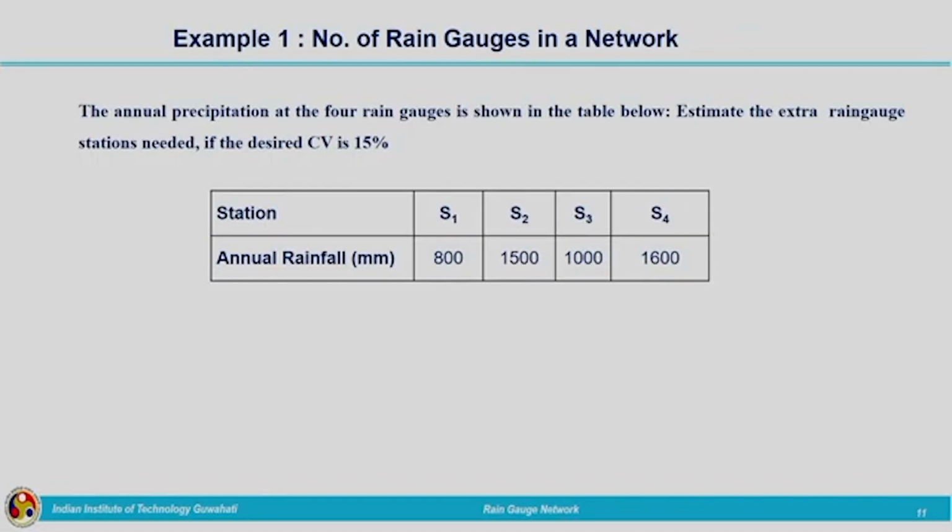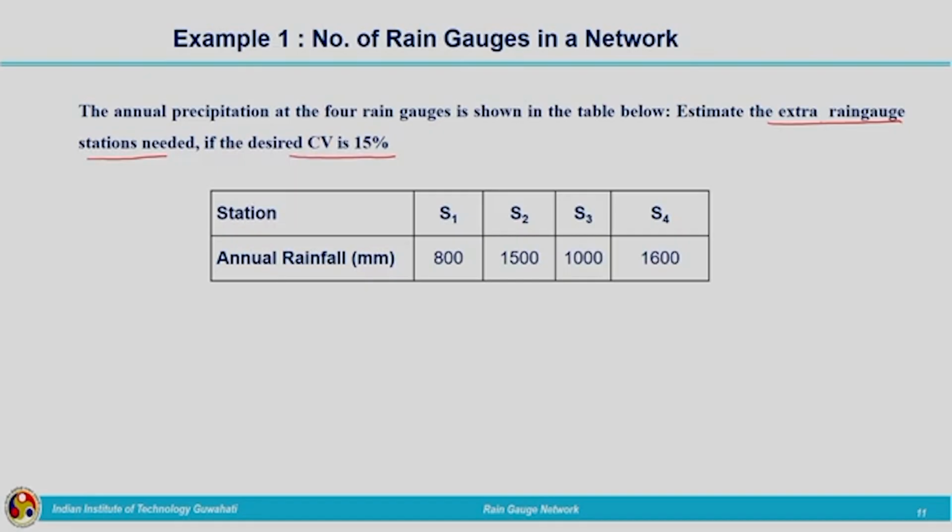We need to solve one example. So, let us look into the example related to this. Precipitation at 4 rain gauges is shown in the table below. Estimate the extra rain gauge stations needed if the desired coefficient of variation is 15%. If the desired CV value is not given in the question, you can assume it to be 20%. Otherwise, use whatever is given in the question.